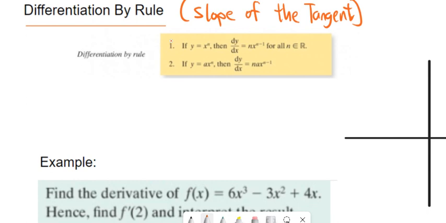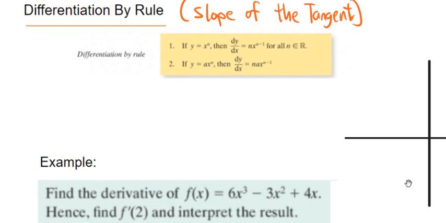So this is how you differentiate quickly without having to do all of differentiation by first principles. But you could still be asked to do first principles in the exam. That's why you have to learn it as well. So what differentiation means anyway, it's the slope of the tangent, okay?